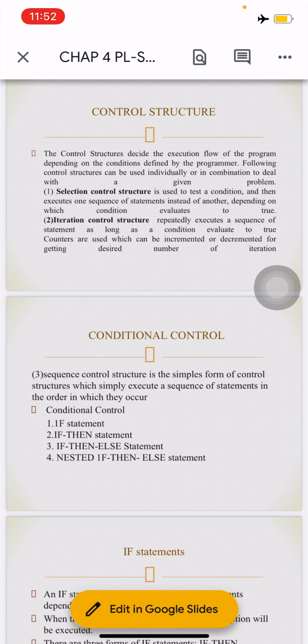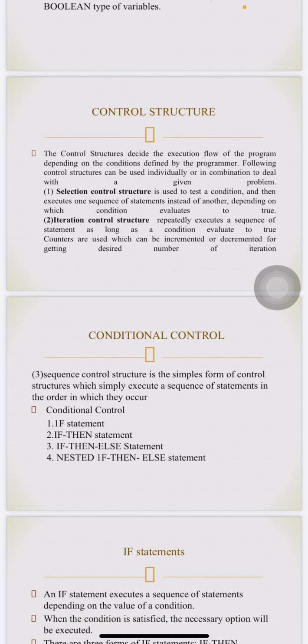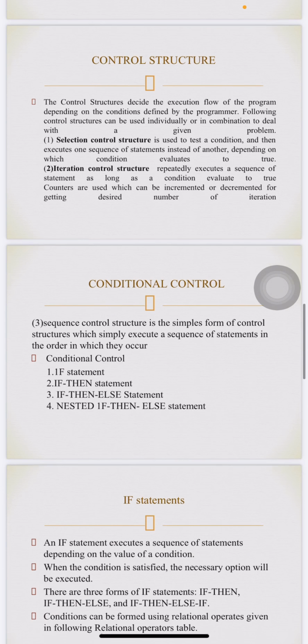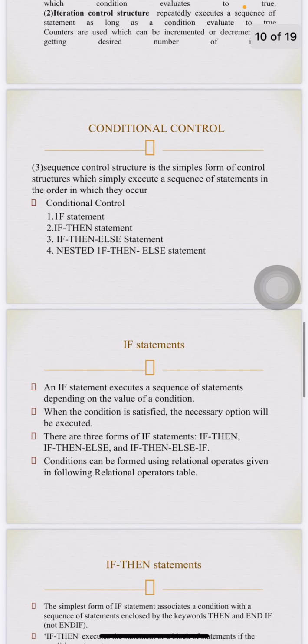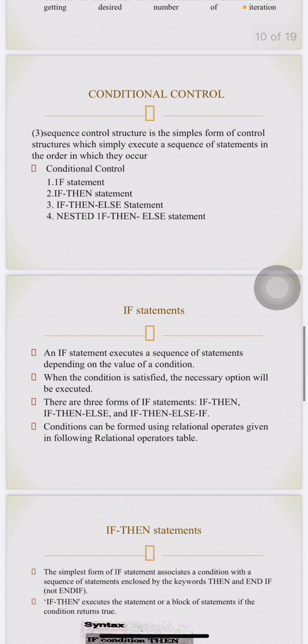Sequence control structure is a simple form of control structure which simply executes a sequence of statements in the order in which they occur. In conditional control, there are types: IF statement, IF-THEN statement, IF-THEN-ELSE statement, and nested IF-THEN-ELSE statement. An IF statement executes a sequence of statements depending on the value of a condition.